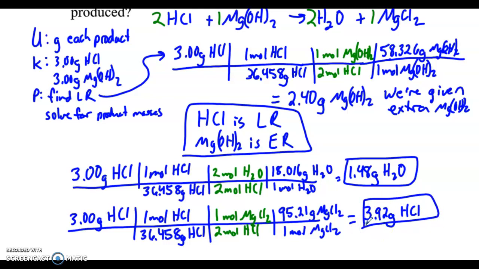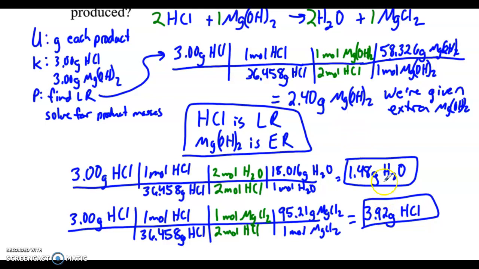Now, something interesting you could do here is you could add up those two quantities, and if you added those two together, you would get 5.40 grams. Now here's an interesting thought. We reacted 3 grams of HCl with 2.4 grams of magnesium hydroxide. That would be about 5.40 as well. So that's a way to verify that you did the right thing here, that you added those up, and you followed the law of conservation of mass.